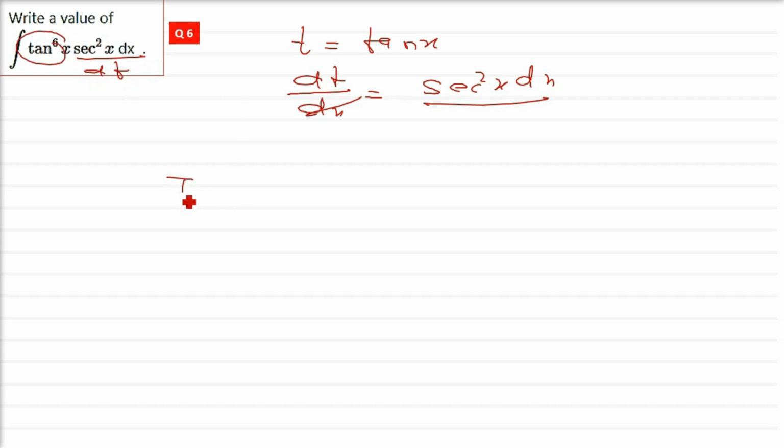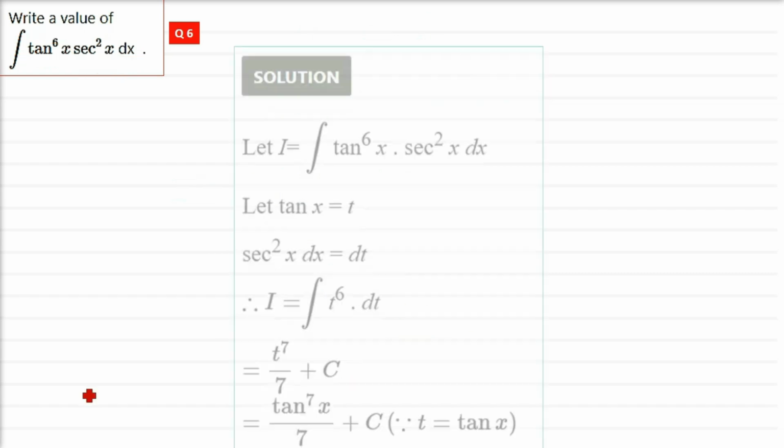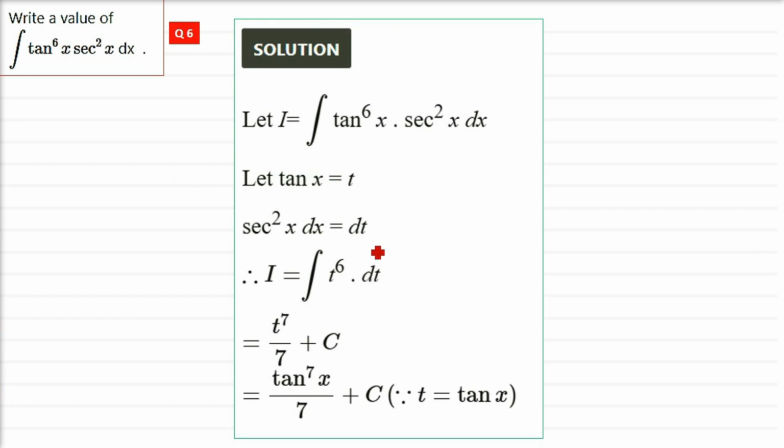10 raised 6x is simply t raised 6, because t was taken as 10x. So let's take this. It will be simply t raised 6. This whole has become dt, and when we integrate, it will be t raised 7 divided by 7 plus constant of integration. t was earlier 10x, which we put here: 10 raised 7x divided by 7 plus a constant of integration. So this is how you are going to do this, and this is for your reference for later.